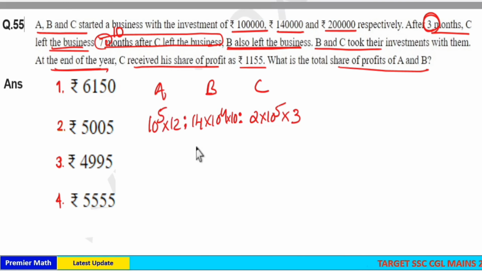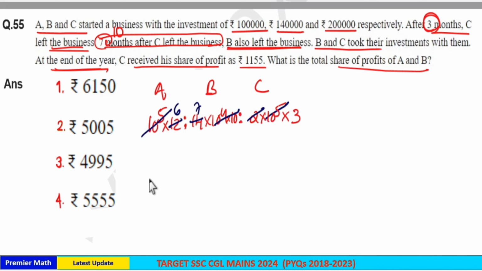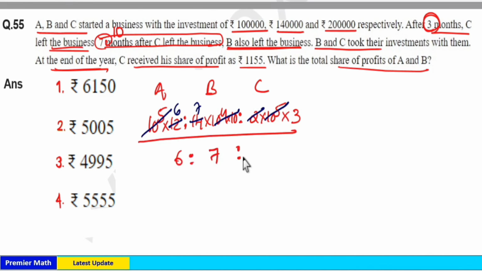Now take the ratio. This is the ratio of profit. 1 lakh cancel, 2 goes 7 times in 14, 2 goes 6 times in 12. So ratio of profit is equal to 6 is to 7 is to 3. Now this 3 part is given as 1155 in the question. 3 goes 3 times in 11, 8 times in 25, 5 times in 15. So one part is 385.